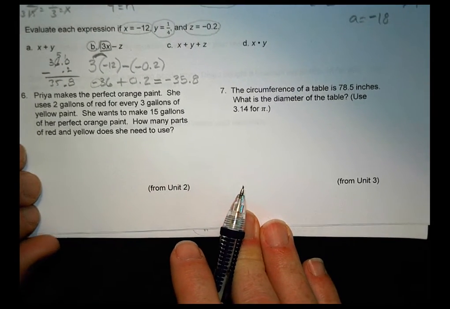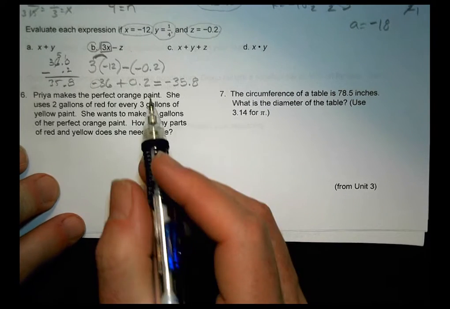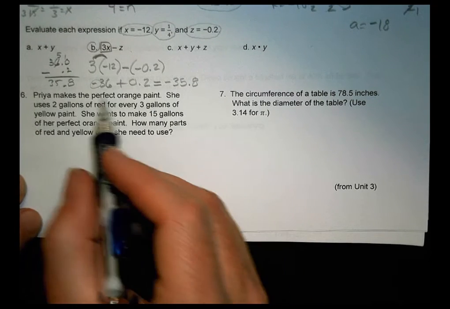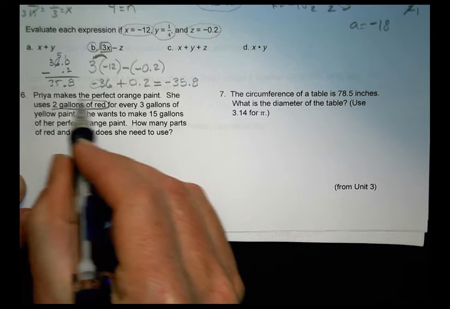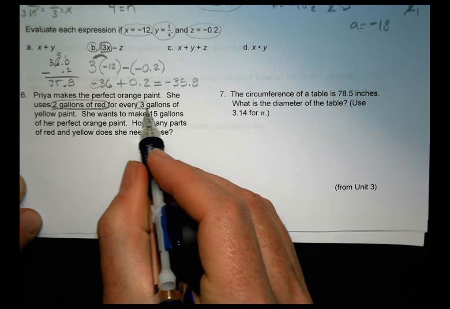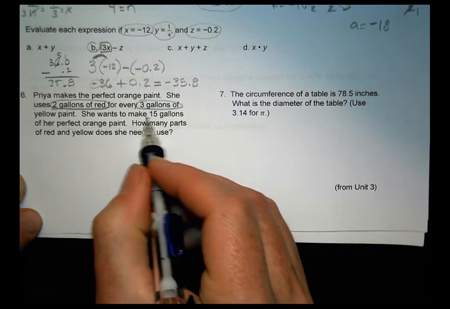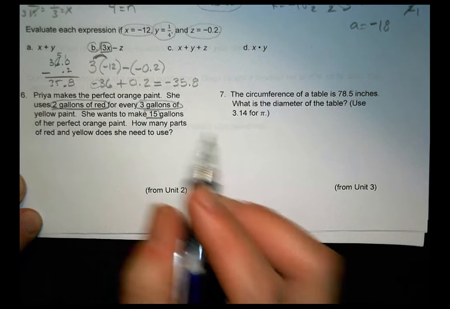This probably makes a perfect orange paint. She uses 2 gallons of red for every 3 gallons of yellow. She wants to make 15 gallons of paint out of the perfect orange.